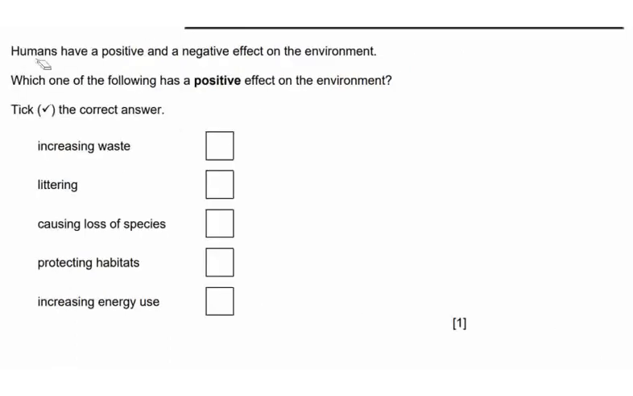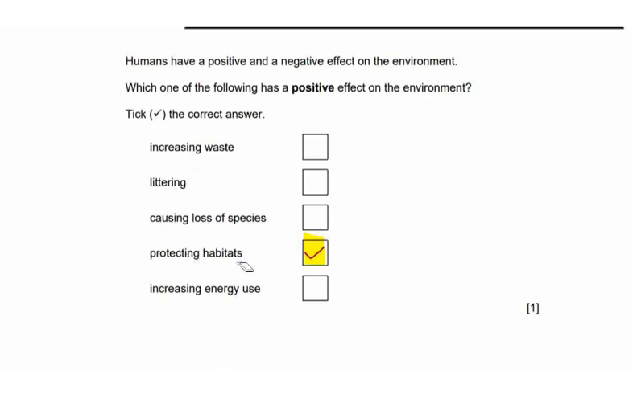Question number 3. Humans have a positive and negative effect on the environment. Which one of the following has a positive effect on the environment? Pick the correct answer. Is it increasing waste, littering, causing loss of species, protecting habitats, increasing energy use? The answer is protecting habitats. That's a positive effect on the environment.